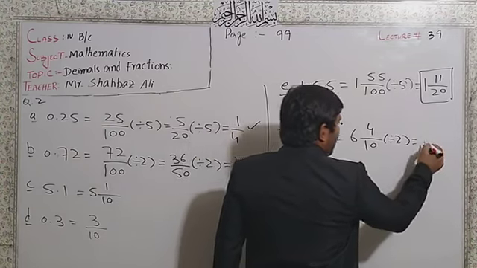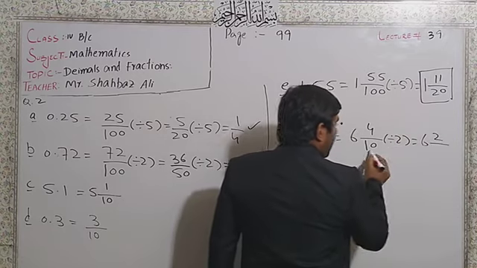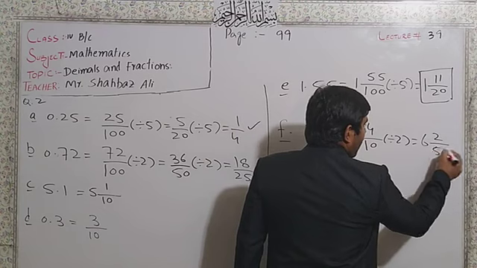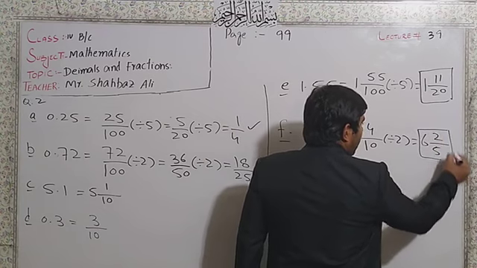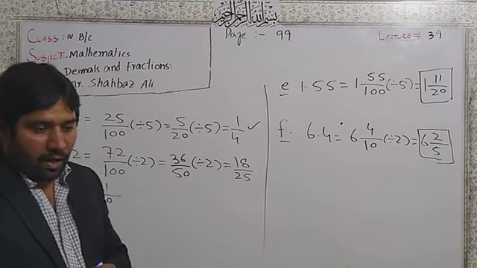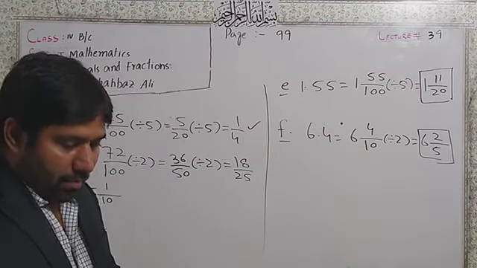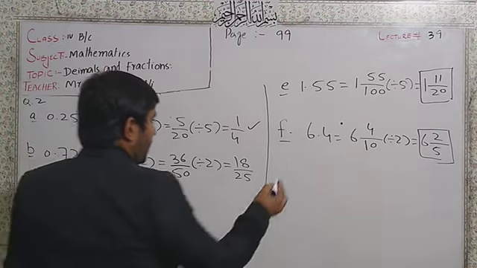This whole number will be as it is. 4 divided by 2 will be 2. 10 divided by 2 will be 5. And this is your answer. Okay, dear students, this was the last question. And there is homework, just 2 parts. This is your homework.